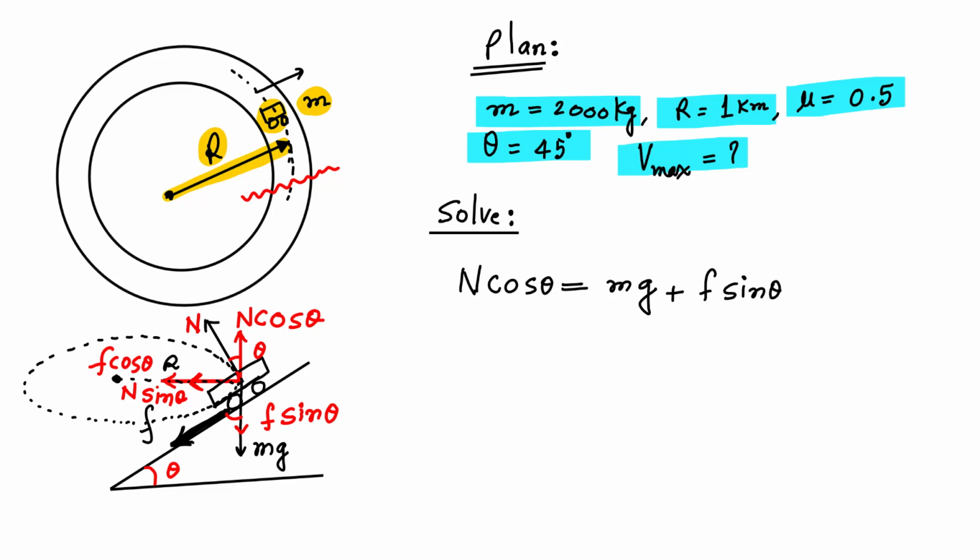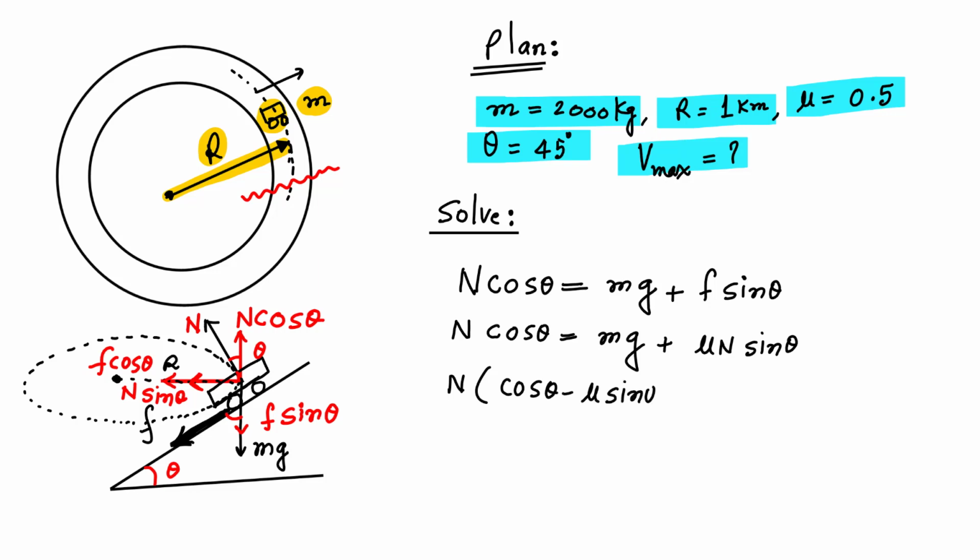And friction force is nothing but mu times N. So we can also write N cos theta is equal to mg plus mu times N sin theta. If I rearrange, I can take N common. So this will be N(cos theta minus mu sin theta) is equal to mg. So from here I can write N, which is equal to mg divided by (cos theta minus mu sin theta). And theta is nothing but 45 degrees.